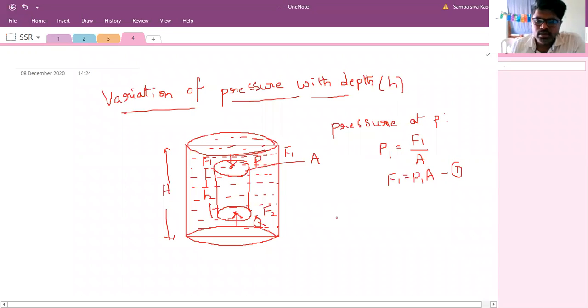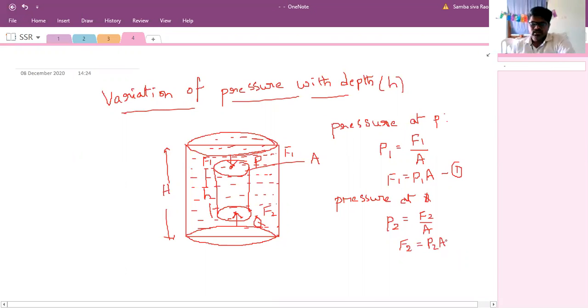Then the force F2 acting at point Q. Then the pressure at point Q, let us say P2, is equal to F2 by A. Then from this you can write F2 is equal to P2 A. That means I have taken pressure P1 and force F1 at the topmost point, pressure P2 and force F2 at the lowermost point. Area of cross section will be the same.